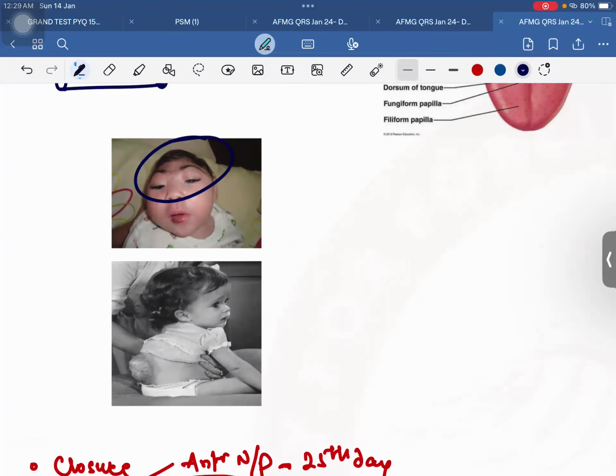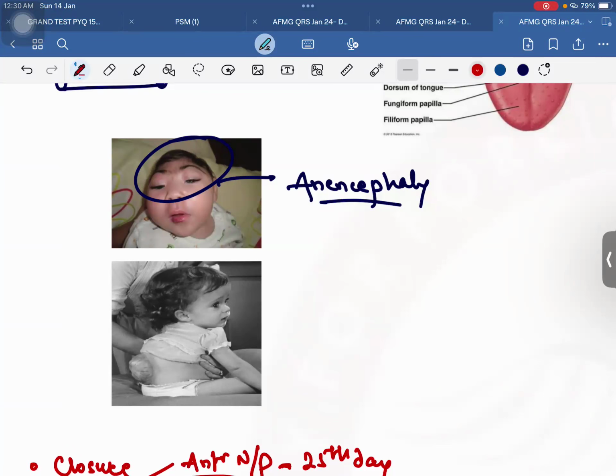This was the picture which was given earlier. What is this condition? We know this condition is nothing else but anencephaly. And we have to remember that anencephaly is the earliest picked congenital anomaly on an antenatal scan. When a pregnant female undergoes ultrasound, the earliest congenital anomaly which can be picked up is anencephaly. It can be picked up as early as 10 weeks period of gestation. It is best picked up by 14 weeks period of gestation.